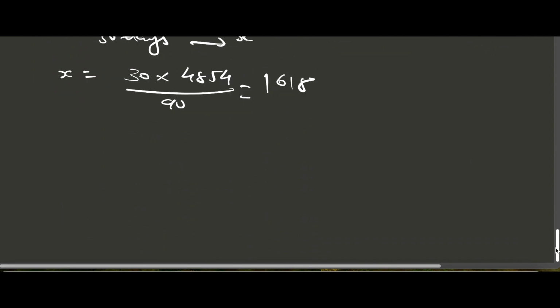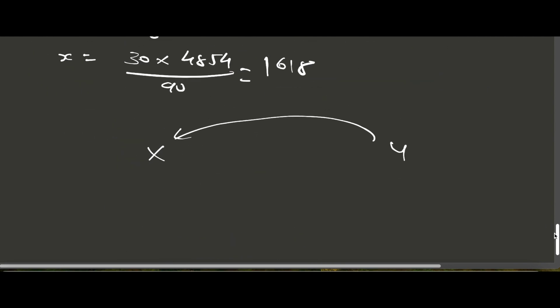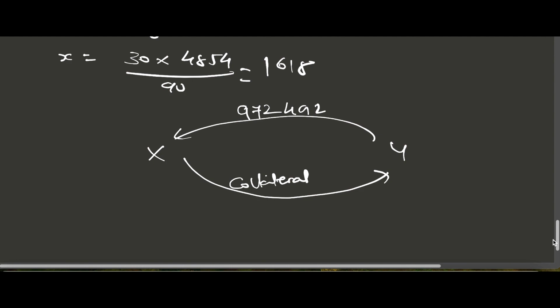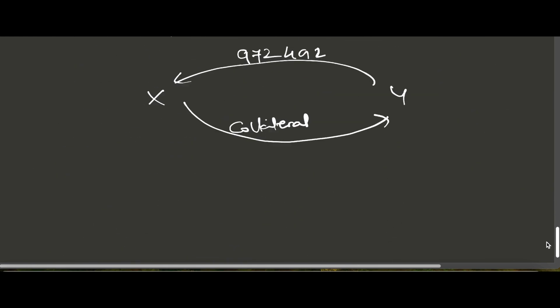Now let me write this again. This is as if he has borrowed 972,492, and what is the value of the collateral? Now mind you, the collateral's value has come down by 10,000. That was the question. Okay, it has come down by 10,000.